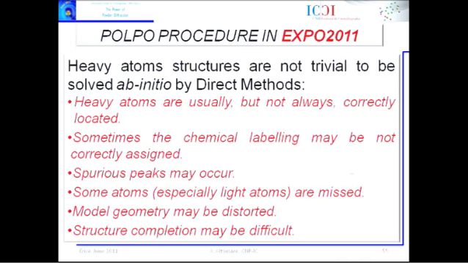And now, very quickly, before going to the conclusion, I would like to speak about another procedure which can be used in Expo 2011, which is very useful for solving polyhedrally coordinated structures. Because we know that in the case of heavy atom structures, the model completion is very difficult. The heavy atoms are quite easily located by direct methods, but the light atoms are difficult to reposition. The chemical level is not correct, false positions are present.